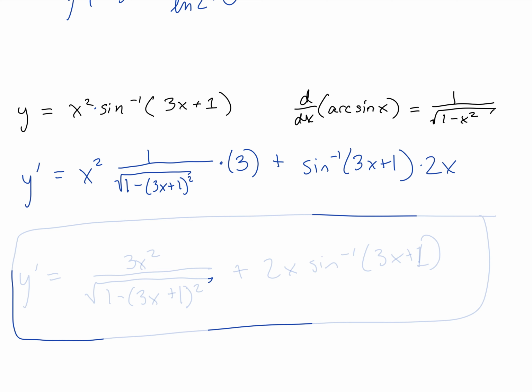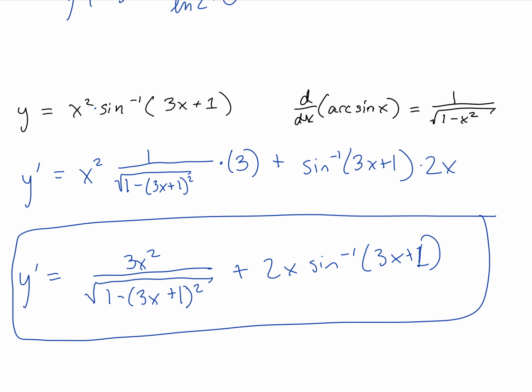And so that means that y prime, when we simplify, is 3x squared over the square root of 1 minus (3x plus 1) squared, plus 2x sine inverse of 3x plus 1. So just rewritten, not really simplified. And that is our derivative.